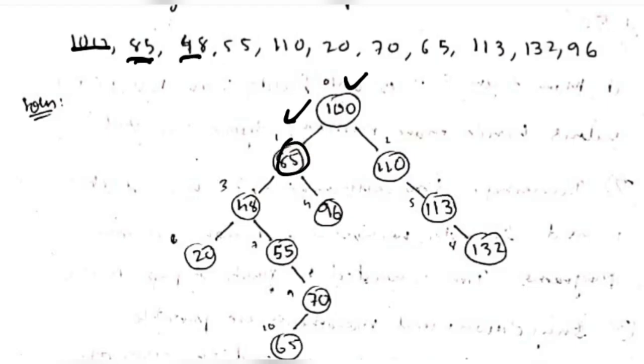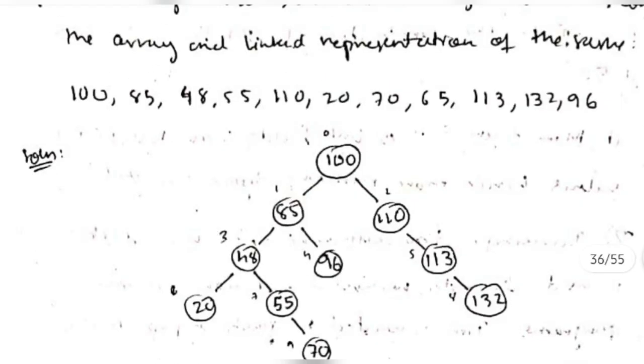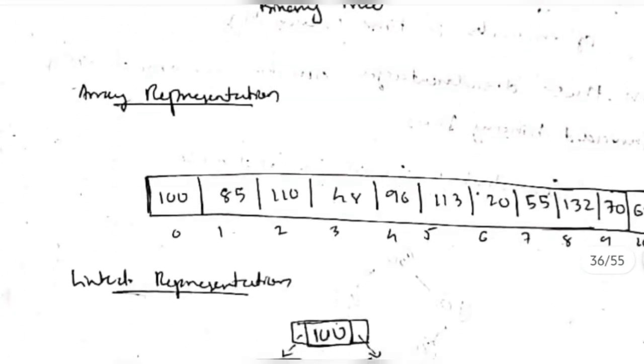Then we'll consider 48. We'll start from here. 48 is less than 100, we'll move here and we'll check with 85. It's less than 85, so we'll place it here. Okay, then 55, it's less than 100, less than 85 and greater than 48, so we'll move here and put here.